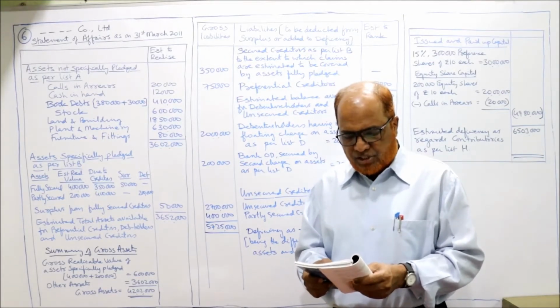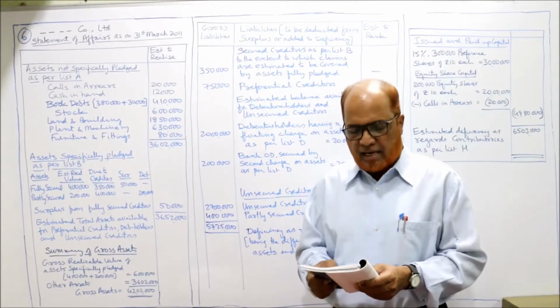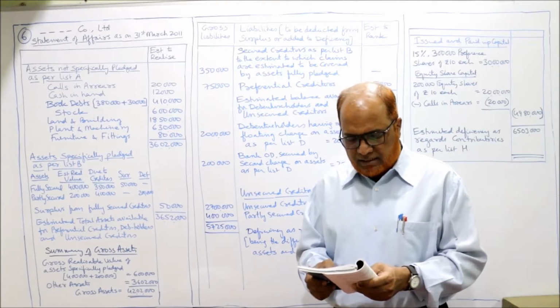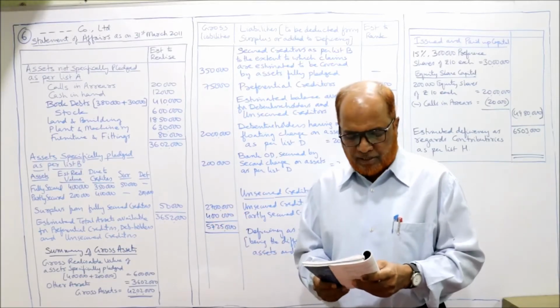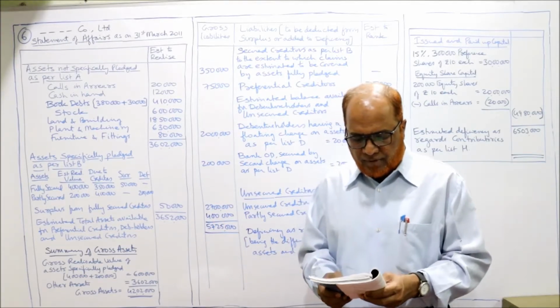Land and building estimated to produce 18,50,000, we take directly. Plant and machinery 6,30,000, furniture and fittings 80,000. All these are assets not specifically pledged. You are required to prepare a statement of affairs of the company.